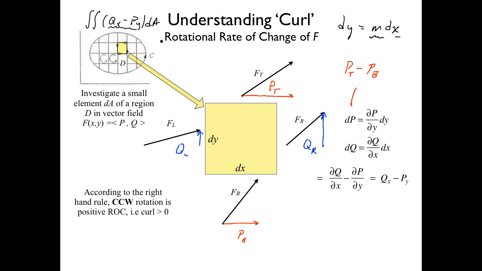It's taking into account the horizontal components of the vectors above and below, and the vertical components on the sides, which all contribute to rotation, and adding them together. So this is what we mean by the curl of F. This is the curl of F. It's the rotational rate of change.